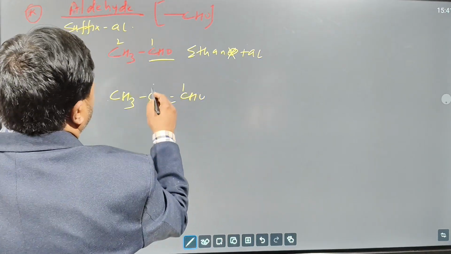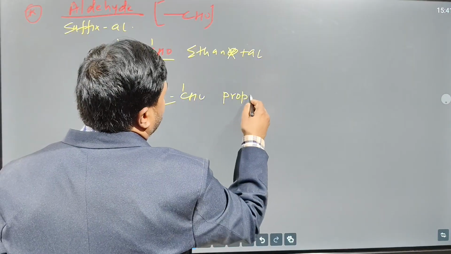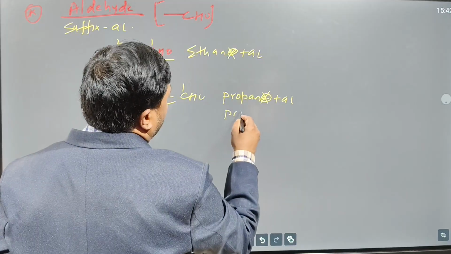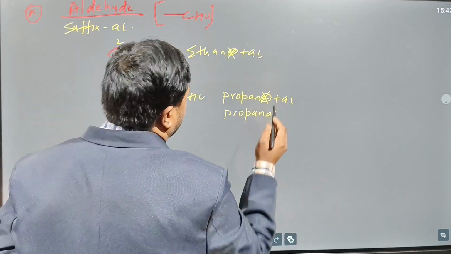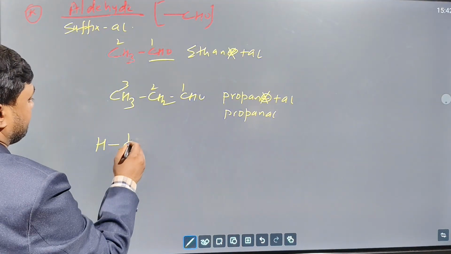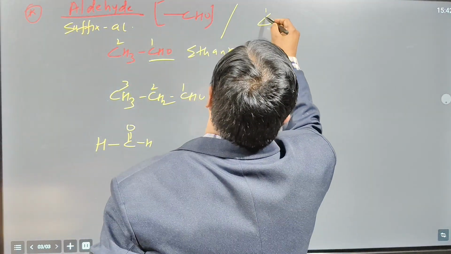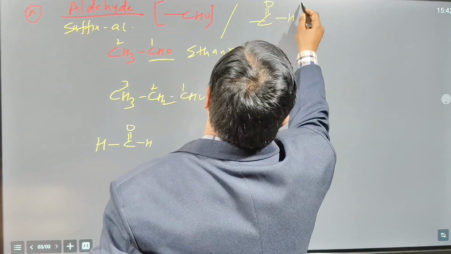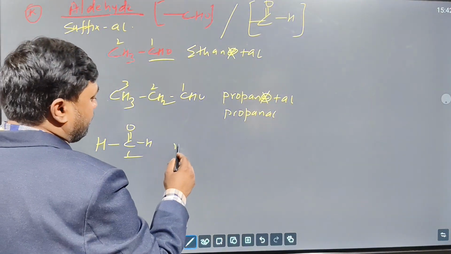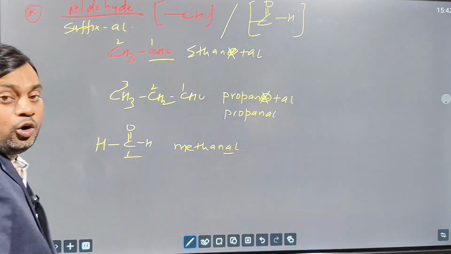Okay, if it is like this, CH3CH2CHO. Count the total carbon atoms. 1, 2, 3. So 3 carbon is propane, yes or no? So cut this E and add AL. So what is propanal? Propanal. Okay, how do we write methanal? For methanal, generally we write it just like this. Aldehyde we can write like this or we can write C double bond O, single bond H. Okay, this is aldehyde. You can see here how many carbon atoms? 1 carbon atom. For 1 carbon atom, methane. Remove the E and add AL. So it is methanal. I hope it is clear.